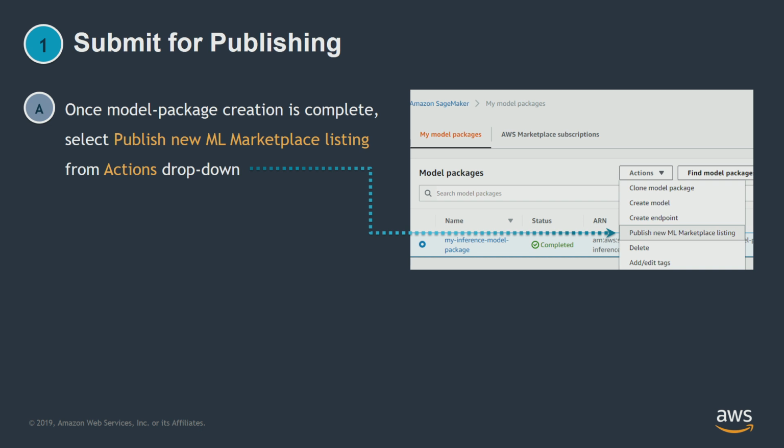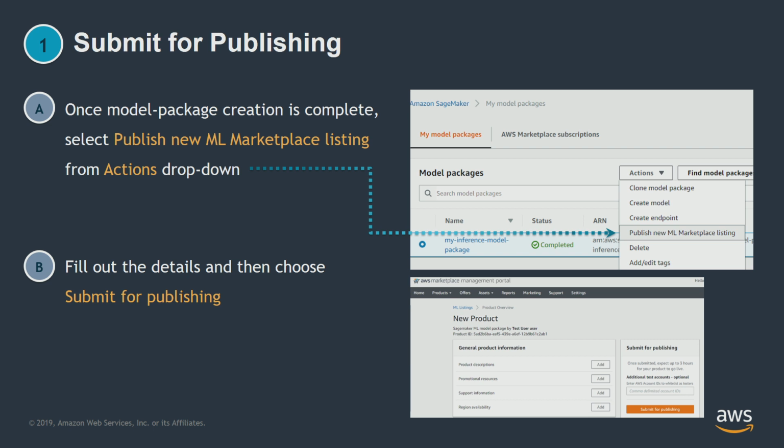To submit your listing, once your model package is complete, you can select it, and in the drop-down menu, publish new ML Marketplace listing, and go ahead and select that. That should take you to the AWS Marketplace management portal. In the management portal, you will need to fill in your product description. You'll need to fill in any usage instructions you have.